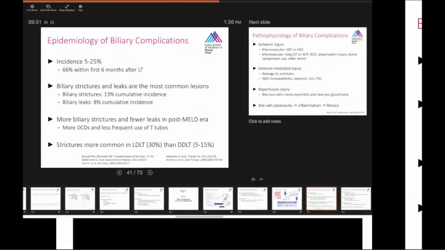Biliary complications happen in about 5 to 25%, majority of it within the first 6 months after transplant. The most common complications are strictures and leaks. But in the post-MELD era, in the contemporary period, we've been seeing more strictures and fewer leaks. And they're saying the reason for this is because we're using more cardiac death donors, and we're using fewer T-tubes. And strictures are more common in living donor than in deceased donor transplants.